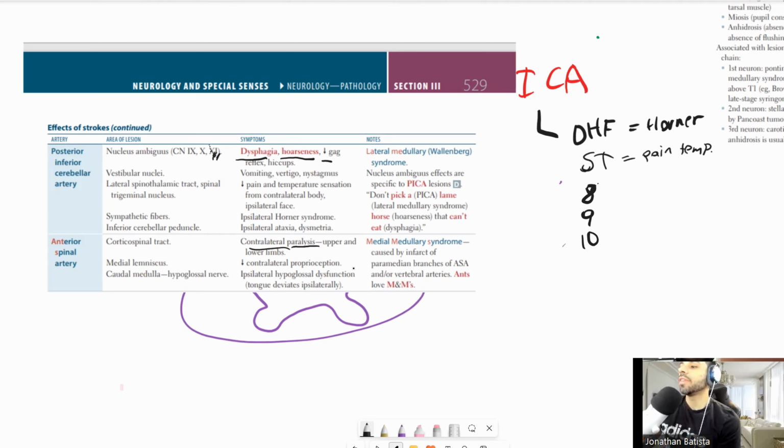The vestibular nuclei. Look at that. That's cranial nerve 8 that we mentioned. This has vomiting, vertigo, and nystagmus. So let's see this, nystagmus. This is another thing that we should also be very aware of.